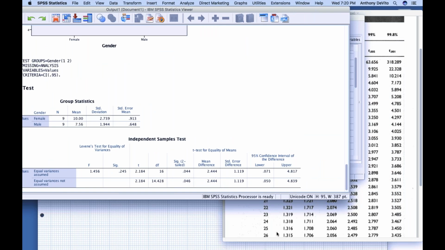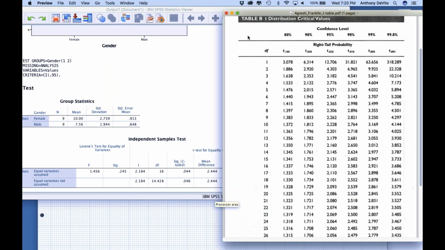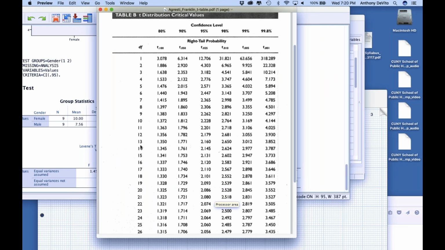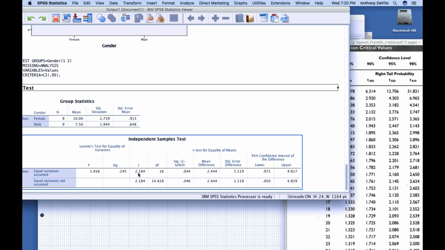Now, I'm going to cheat a little bit. Let's take a look at this. 16 degrees of freedom. What's the critical value of t? So I'm going to go over here, 16 degrees of freedom. And the critical value of t is going to be 2.12 for an alpha of 5%. Okay, let's go back here. 2.12. Well, my t-score that I calculated exceeds 2.12. This is bigger than the critical value, so that means I can reject the null hypothesis that the 2 means are equal, that the 2 populations are equal, and accept the alternative hypothesis.